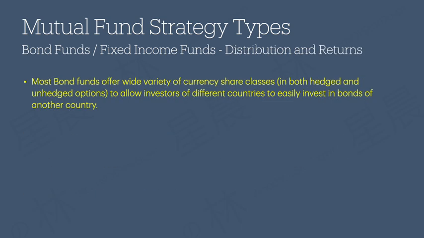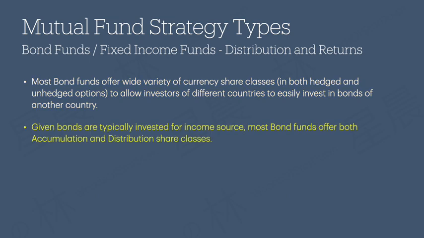Most bond funds also offer a wide variety of currency share classes, in both hedged and unhedged options, to allow investors of different countries to easily invest in bonds of another country. For example, a Singapore investor can invest in a Europe sovereign bond fund with Sing dollar hedge share class so that he doesn't need to worry about FX risk. Bond ETFs do not have as many currency options, so this is one of the advantageous features of bond funds.